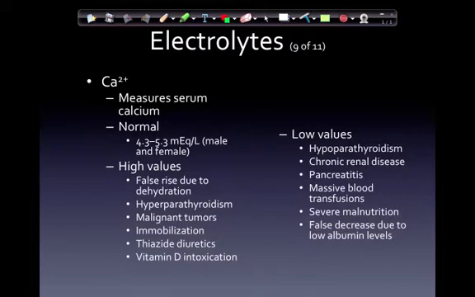High values on the calcium: false rise due to dehydration, hyperparathyroidism, malignant tumors, immobilization, thiazide diuretics, vitamin D intoxication. Low values: hypoparathyroidism, chronic renal disease, pancreatitis, massive blood transfusions, severe malnutrition, false decrease due to low albumin levels. And we have to have an appropriate amount of protein. Albumin is a large contributor to our protein in our serum, so if we don't have enough albumin, we can get fluid shifts and electrolyte shifts associated with it.